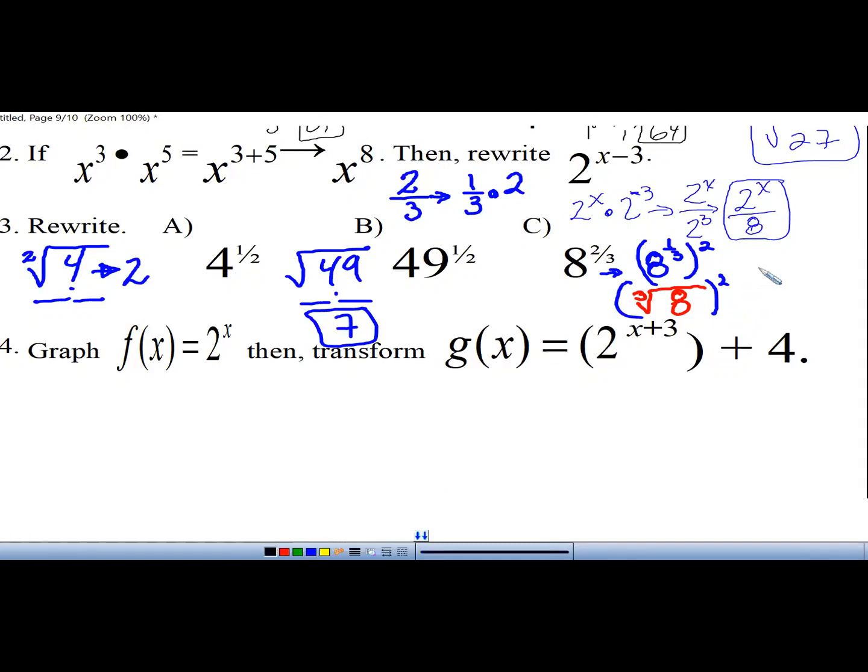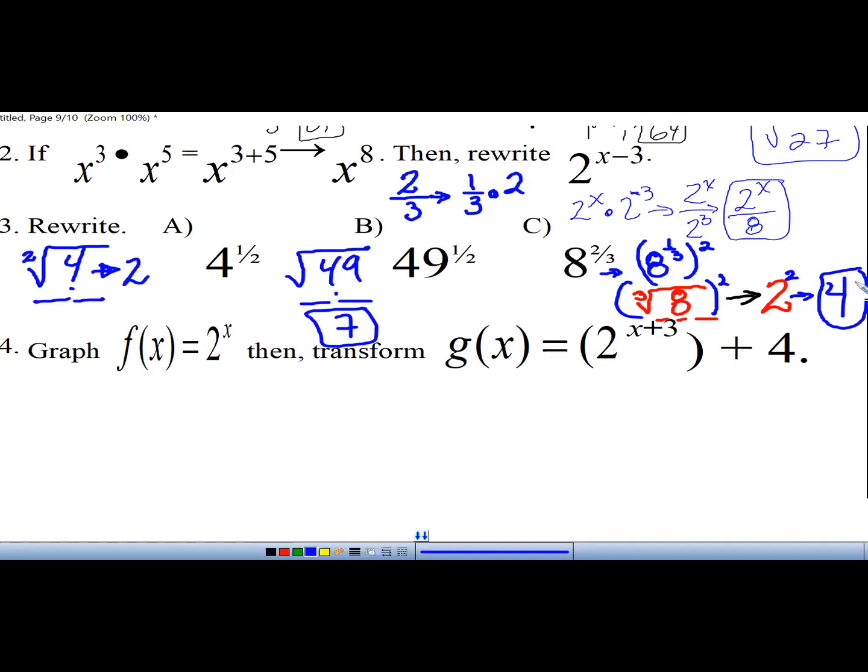All right, so let's simplify this. What does this say? Cube root of 8. What does that mean? What number times itself 3 times gives us 8? That number is 2. But then outside we have an exponent of 2. So what is 2 to the 2nd power? 4. Now this is a skill that you should have, it should be coming back from Algebra 1.